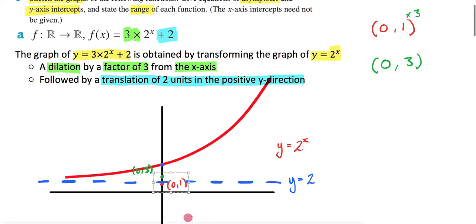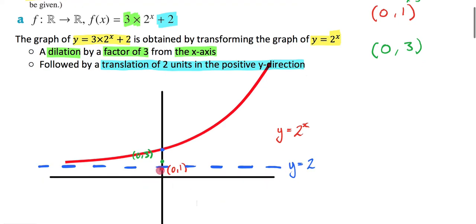This is not to scale. So y equals 2, it should be a bit more above, shouldn't it? It should be between that 3 and that, should be like here. So let's pretend that's perfect. Okay, so that's what it's going to be.